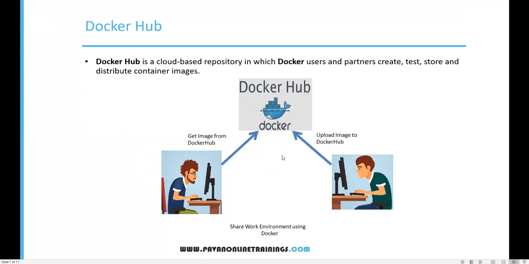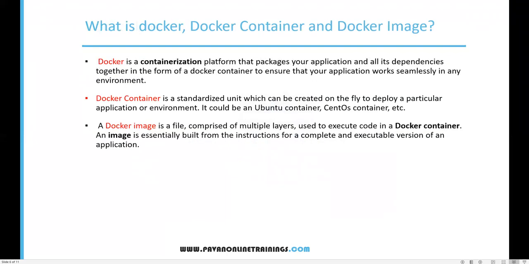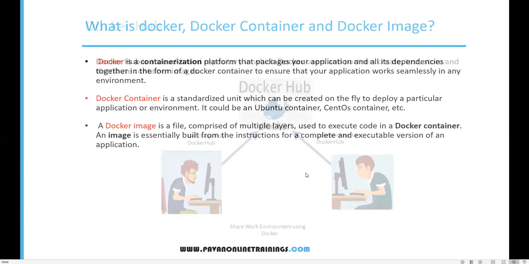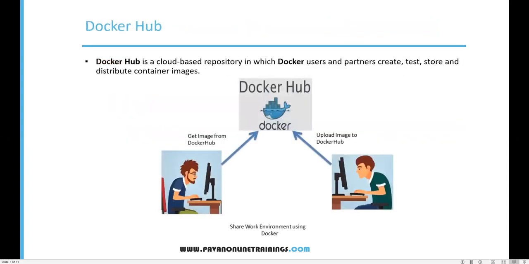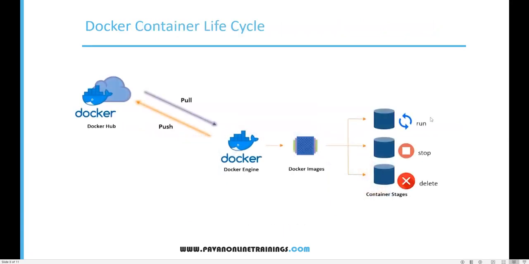So with this, we have understood what exactly Docker is, what a Docker container is, a Docker image, and Docker Hub. These are the four important terms we need to understand clearly when working with Docker. Docker is a containerization software platform by which we can create multiple Docker containers. To create Docker containers, we need Docker images, and we get those images from the Docker Hub. Simple, right? This is the concept of Docker. Now we'll move on to the Docker container lifecycle.